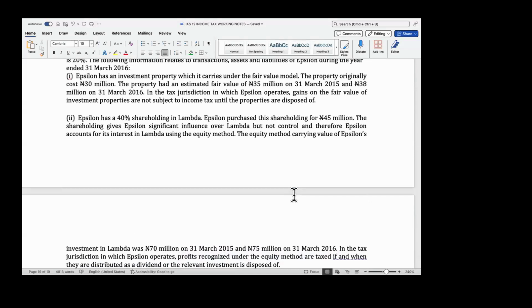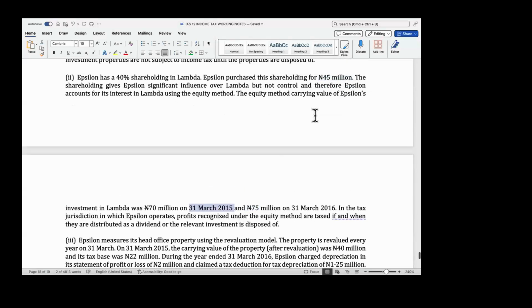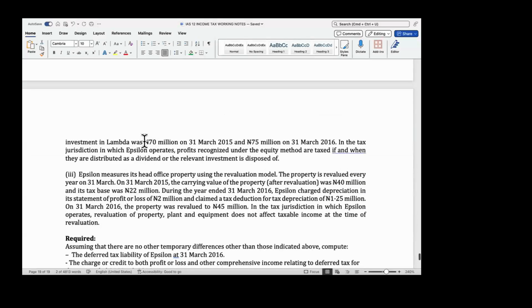You see, when you are using the equity method for investments in associates, like in this case now, you see that this guy bought that investment for 45 million. But at the end of 2015, that investment of 45 million has now increased to 70 million. That increase is as a result of share of profit. It also increased further to 75 million, also because of additional profits he has made from that investment. That's why it's going up.